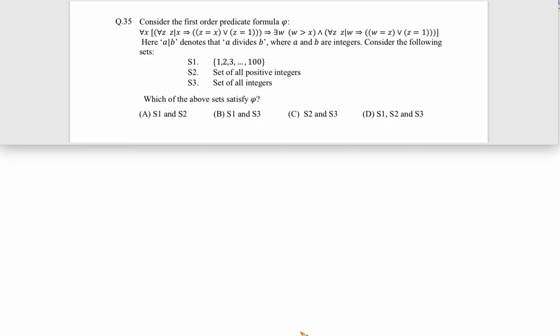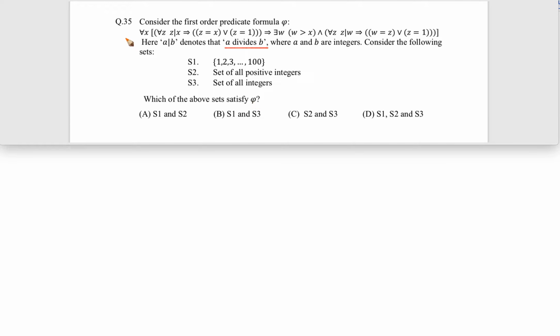Okay, so now let's see this question. In this question, they are saying consider the first order predicate formula phi, where for all x, this huge statement is given, where a divides b denotes a divides b obviously, where a and b are integers. Then they are asking, consider the following sets S1, S2, S3, which of the above sets satisfy phi?